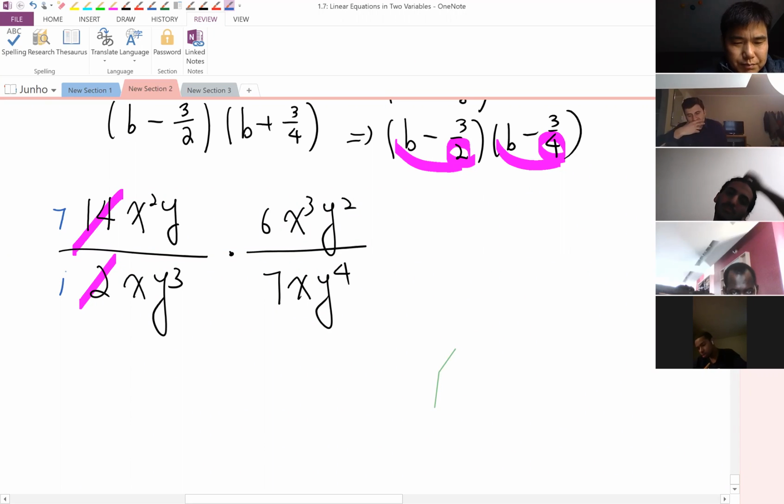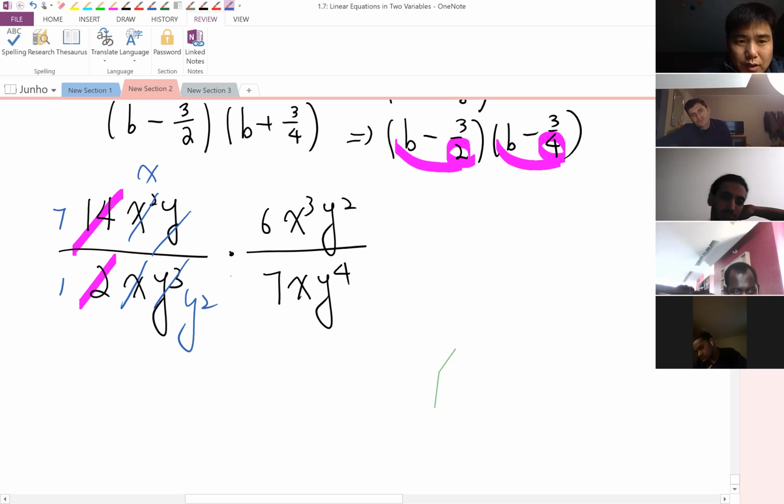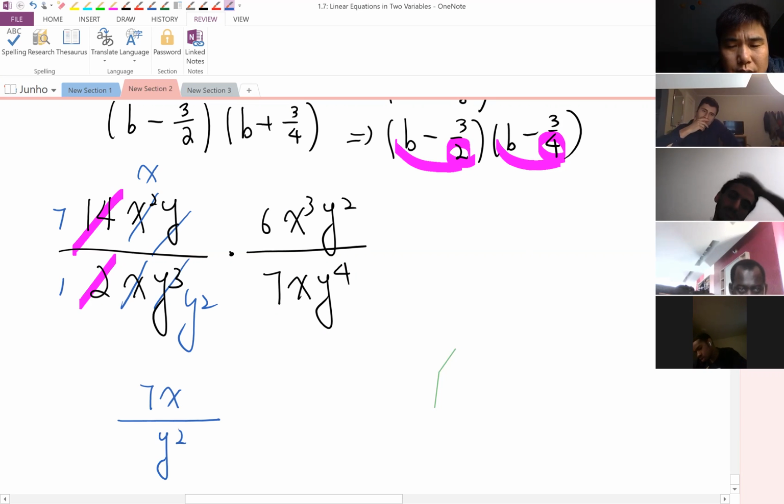And then x squared and x became x. And then y to the third and y became y squared. Okay, so I can rewrite this as 7x over y squared basically. And then I was doing the same thing for the other side. But then the greatest common factor is 1, so you can't really do anything. So it's 6 over 7.